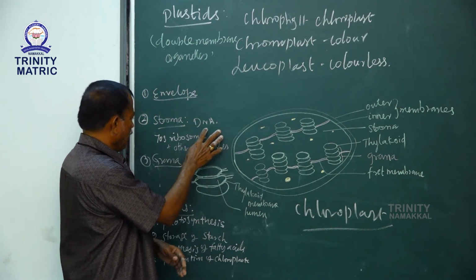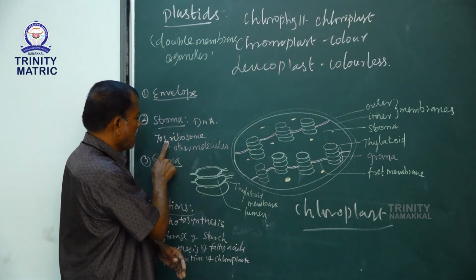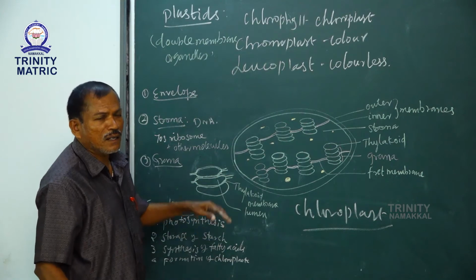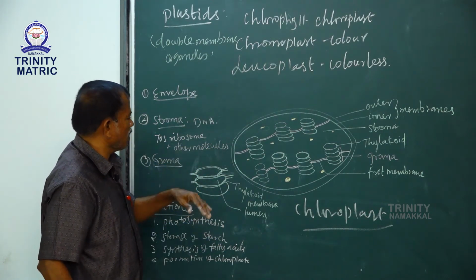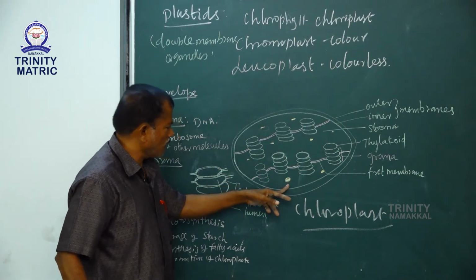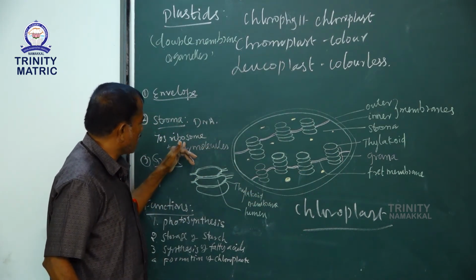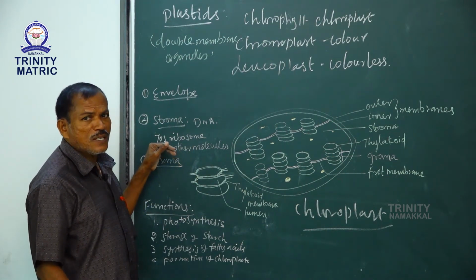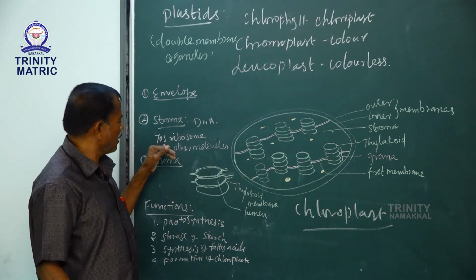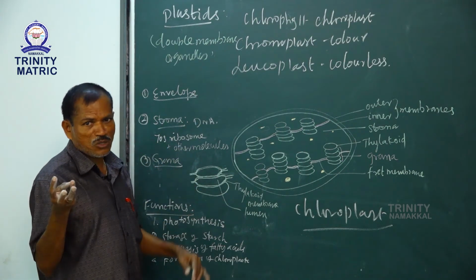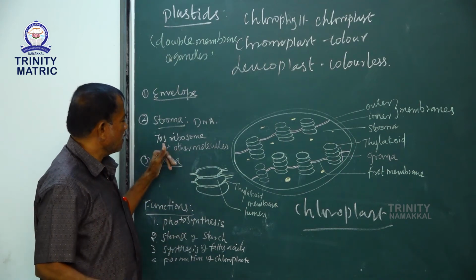It contains DNA, 70S ribosome and other molecules. The stroma contains the DNA, food substances and 70S ribosome. What is 70S? S stands for Svedberg unit. So that is a 70S ribosome. For example, mitochondria and chloroplast contain the 70S ribosome.